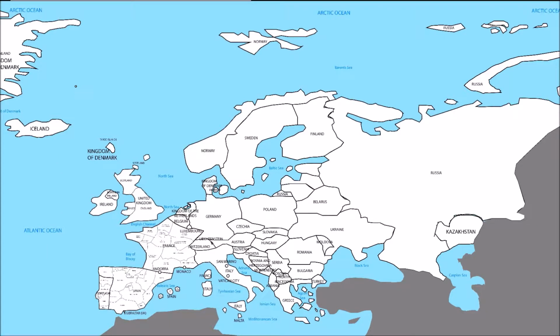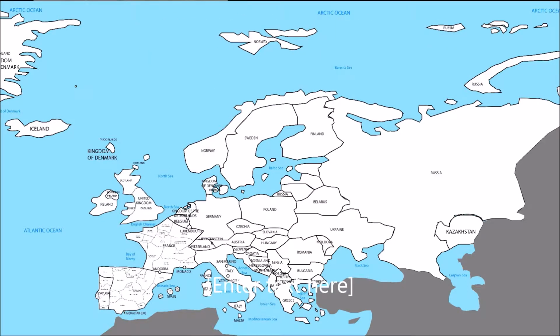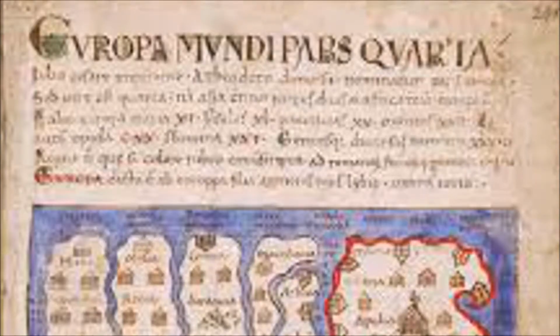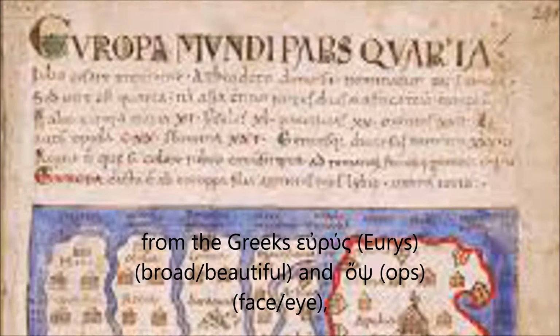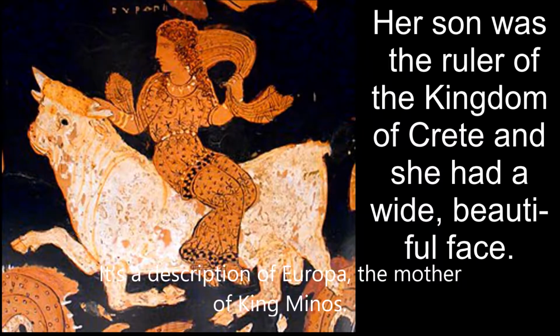It's time to talk about the etymology of European country names in English. But first, Europe itself. Europe comes from Latin Europa, which comes from Greek Europe, from the Greek Euris, broad or beautiful, and it comes from ox, face or eye. It's a description of Europa, the mother of King Minos of Crete.